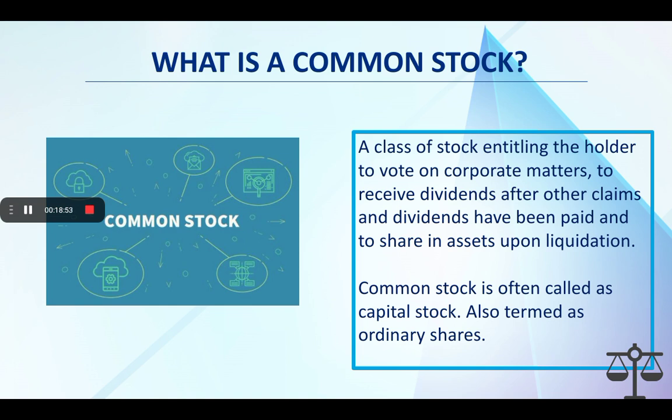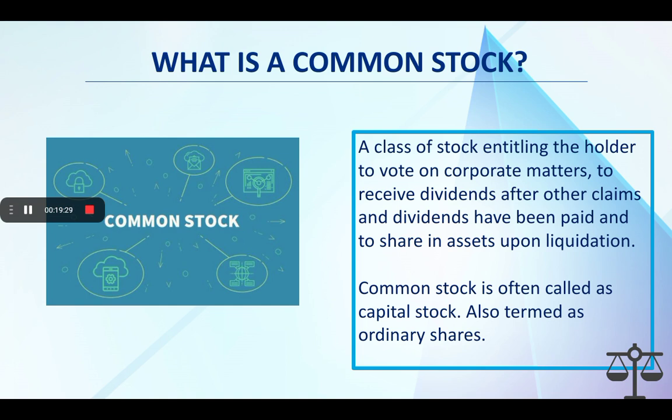So, yung holder ng common stock, sila yung huling makakatanggap ng dividends kasi kailangan mo nang ma-fulfill yung obligation sa creditors and also yung claims ng mga preferred shareholder bago sila makatanggap ng kanilang dividends. However, yung mga common stock, sila yung may complete voting rights. So, sila yung may karapatan na bumoto sa isang corporation.